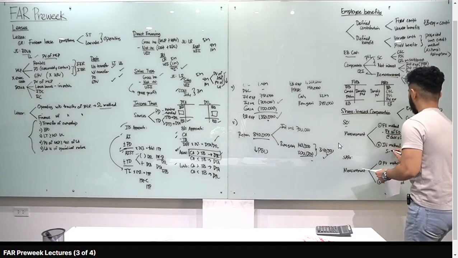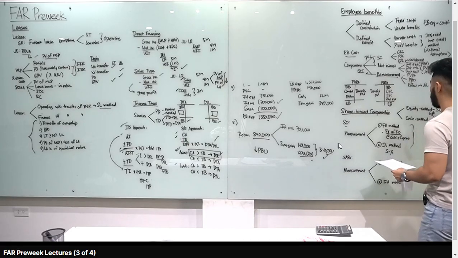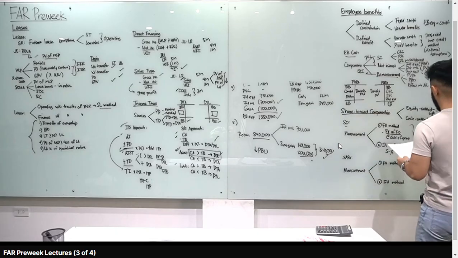Intrinsic value method is just S minus X. Yung S natin, yan yung stock price. Yung X natin, yan yung exercise price. Alright? Now, the fair value method or intrinsic value method, may dalawang pwedeng possible scenarios dyan.